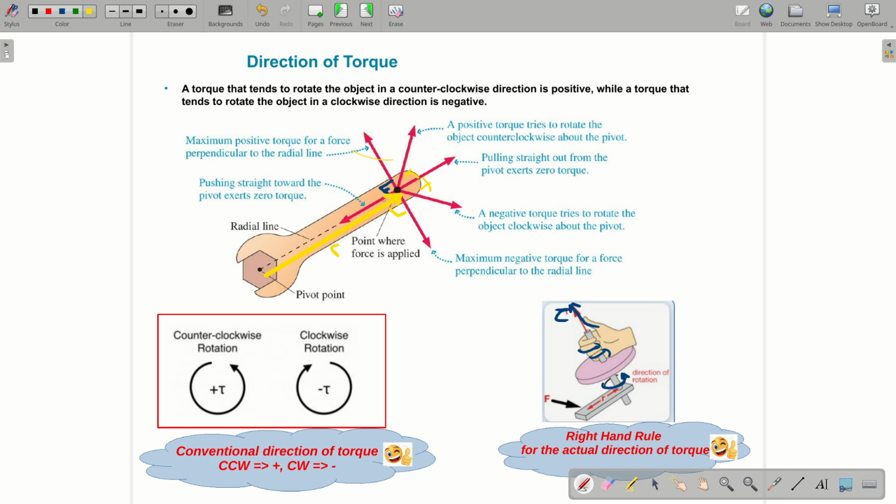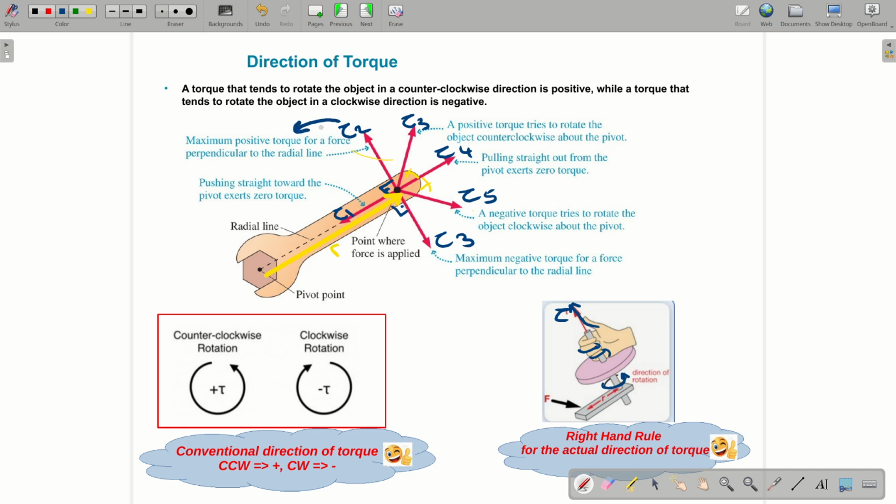Now let's look at the directions. We looked at the magnitude comparison. This we will do by logic. Always imagine it's you who are applying this force and trying to rotate the object here. If I apply this force, maybe I'm going to call them F1, F2, F3, and tau 1, tau 2, tau 3, and so on for clarity. So 6 different ways of applying the same force.